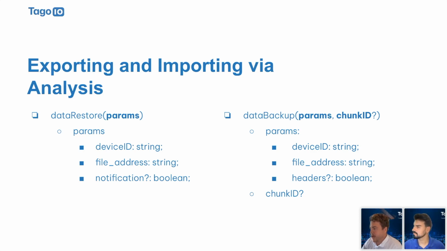And also the data backup method, which takes the same params and the chunk ID if you're using an immutable device. Also, the headers optional property is if you want the CSV file that's created to have the headers on top, which is basically the variable value. So if you want to show that or not inside of the CSV file.